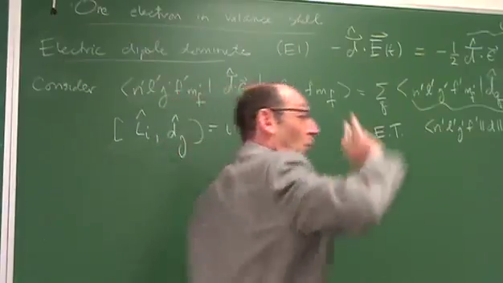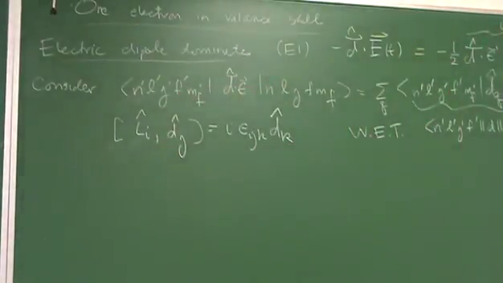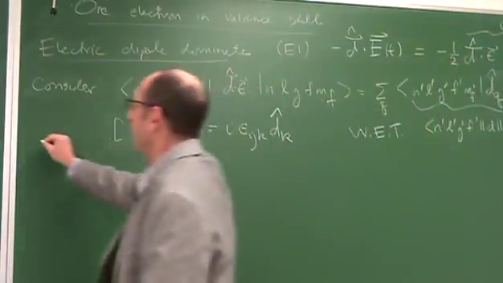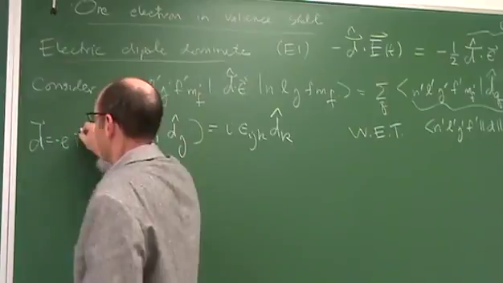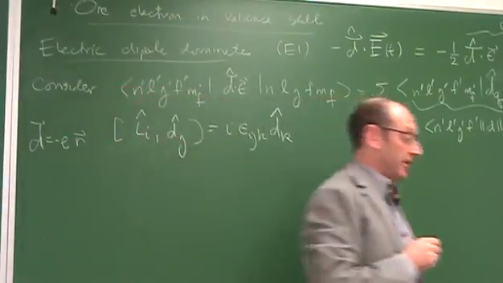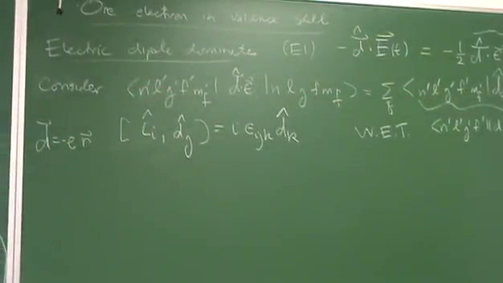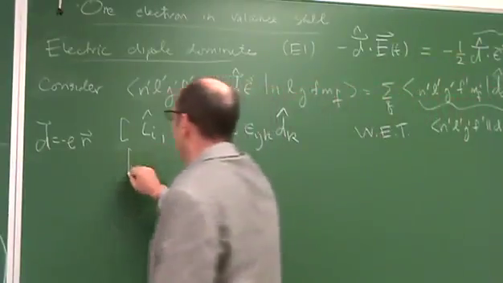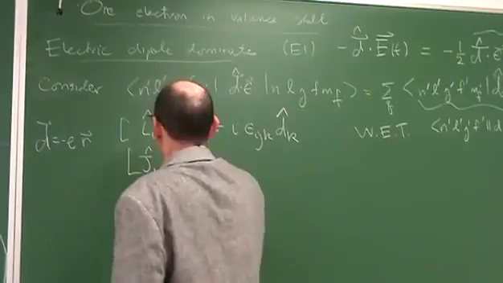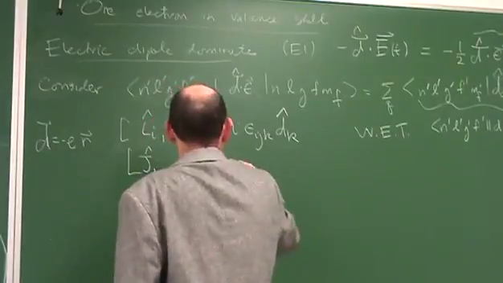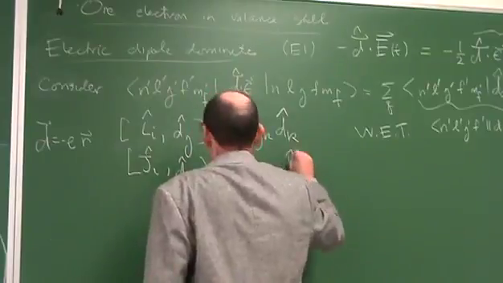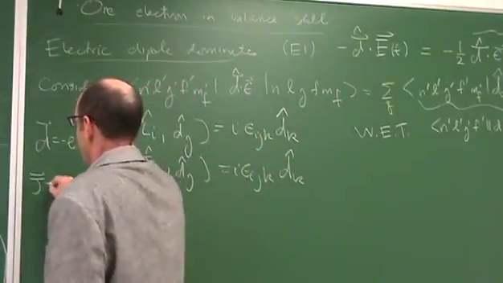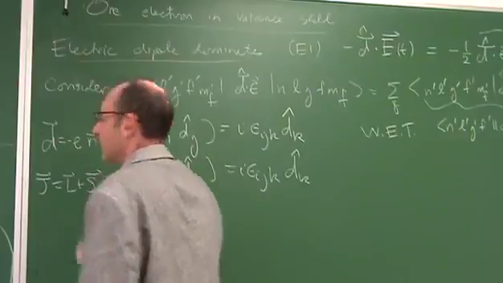vector with respect to orbital angular momentum, because D, remember, D is nothing more than the charge of the electron times the relative coordinate of the electron relative to the nucleus. So L is the generator of rotation of the orbital part. So that's cool. But it's also a vector with respect to J, where J is L plus S.